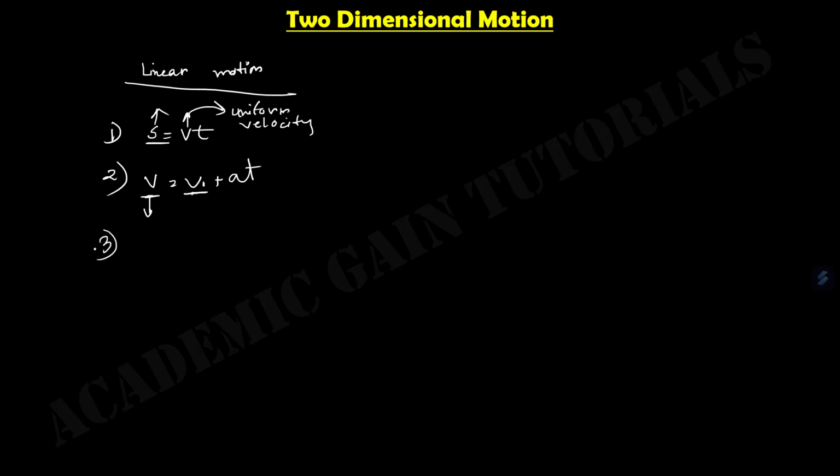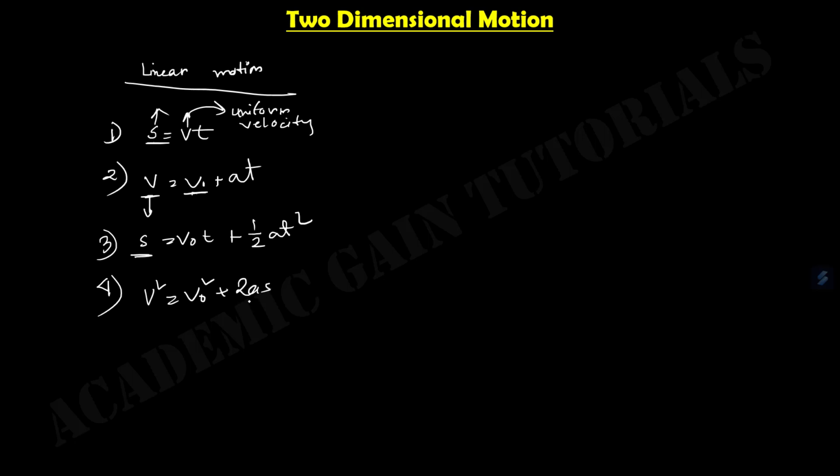Our third equation is s equals v naught t plus half at square. In this equation, if we know the time t, the initial velocity v naught and the acceleration of the moving particle, then we can find the displacement of that body, or what distance it covers after t seconds. This is our third equation, and the fourth equation is v square equals v naught square plus 2as.